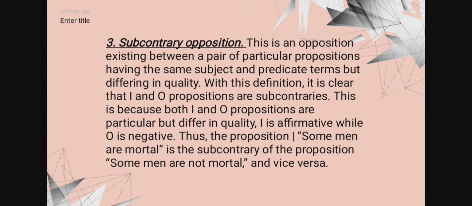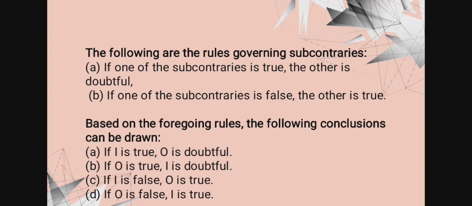Thus, the proposition some men are mortal is the subcontrary of the proposition some men are not mortal and vice versa. The following are the rules governing subcontraries. Letter A, if one of the subcontraries is true, the other is doubtful. It's either true or false.